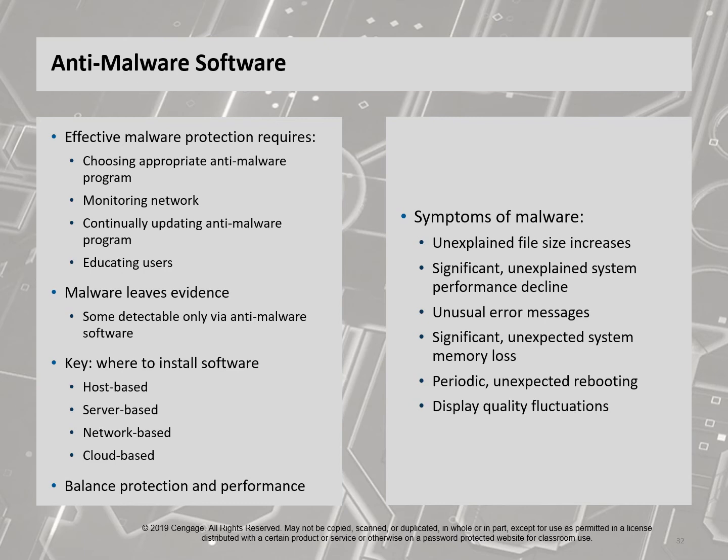So malware can, of course, be identified by its effects. File sizes change, significant performance decline with no major explanation, unusual error messages, constant rebooting, quality fluctuations in display. You may have things where all of a sudden your desktop changes languages, your monitor may be flipped upside down, the system is reporting less memory than is actually physically there, hard drives are starting to fill up all of a sudden, network traffic is constantly running at a very large rate, things of that nature.